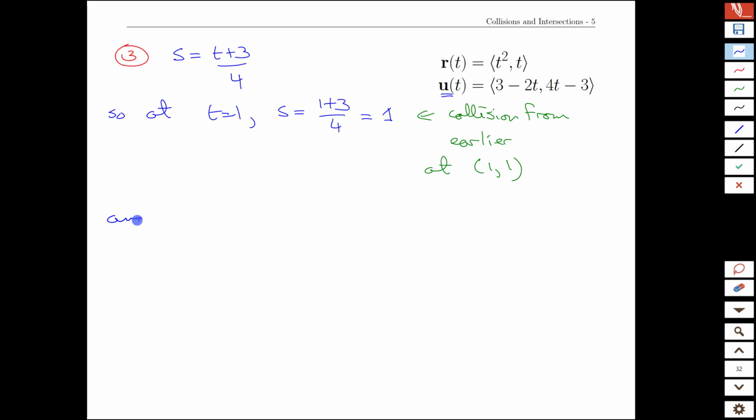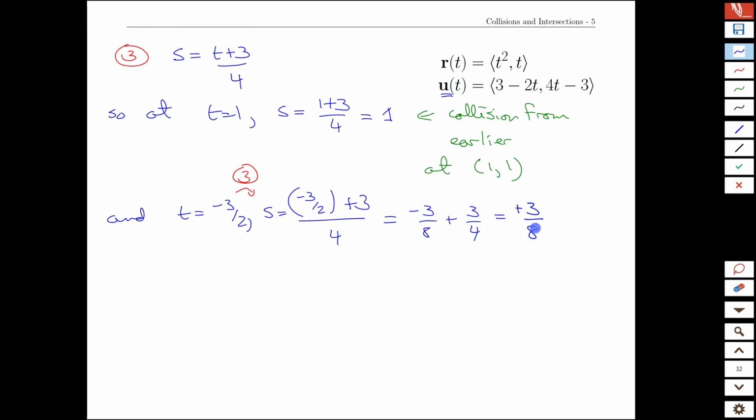And for the new point, t equals negative 3 halves, our s, again using our equation 3 here, is going to be negative 3 halves in brackets plus 3 all over 4. And that's going to take some algebra. Grab your calculator with the fraction tool if you like, or work it out longhand: negative 3/8 plus 3/4. And, oh, that's half of that. We're subtracting it. That'll give us positive 3/8 when we're done. And so we have the time of that second intersection.